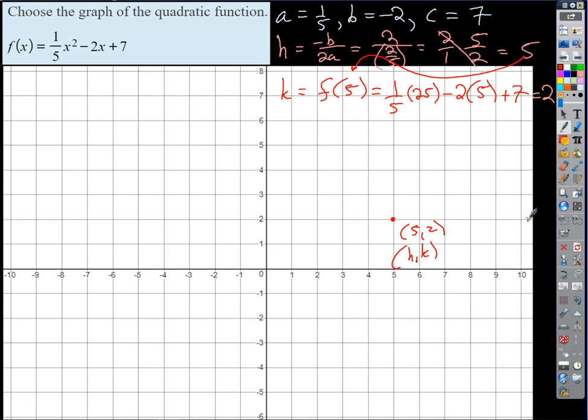5. Okay, so we go over 5, and we're going to go up 1/5 times 25 equals 5, right? So I go up by 5. So that's it. So our function just looks like, and then I could reflect that point over the axis of symmetry, over to there.